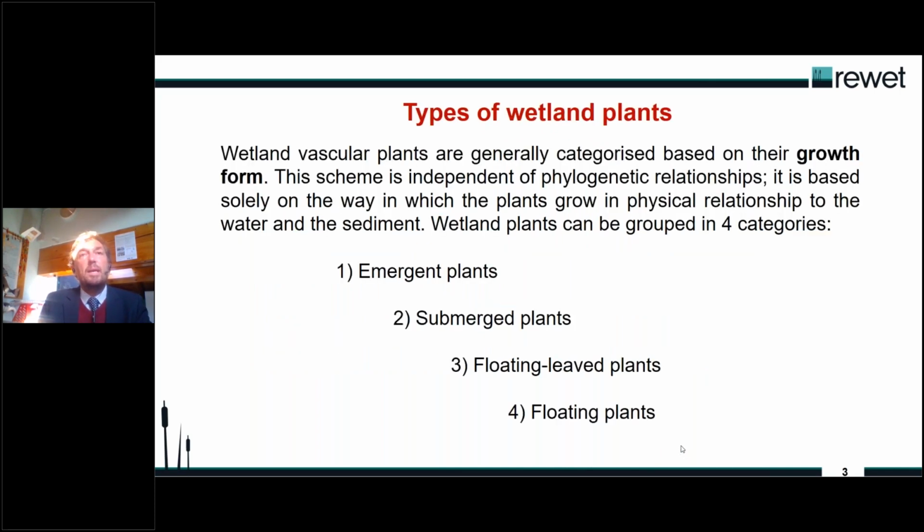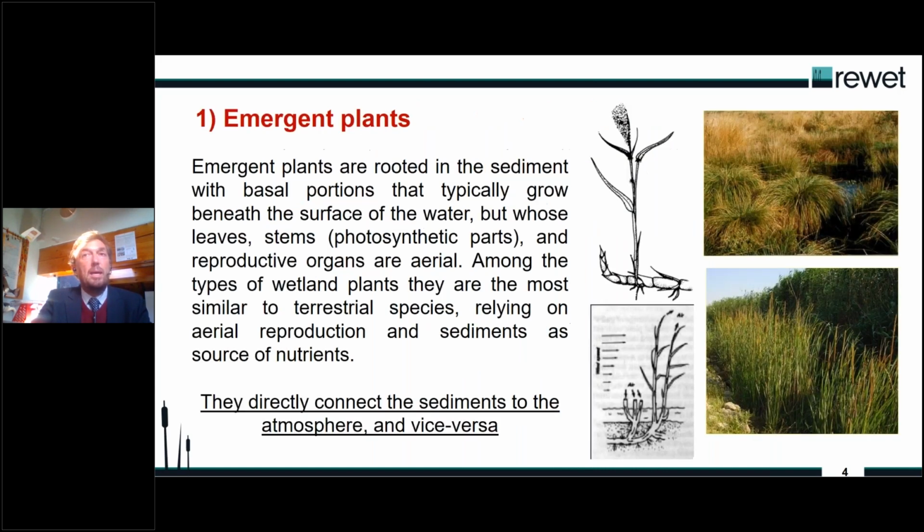Okay, so I said that biogeochemists like me are not expert in the systematics or in the phylogenetic relationship among plants, and we tend to group them according to the place they occupy in different ecosystems. So we have basically four main groups of aquatic plants: those that are emergent, that are submerged, the floating leaf plants, and the completely floating plants.